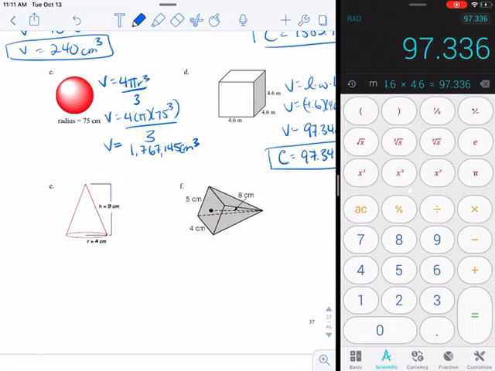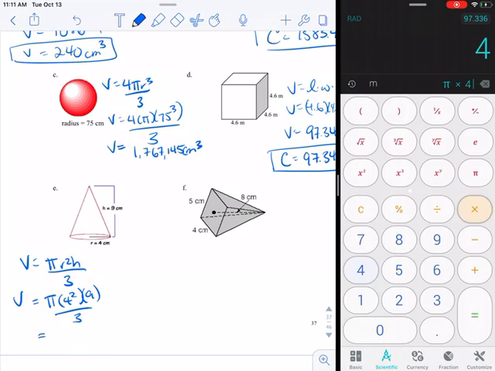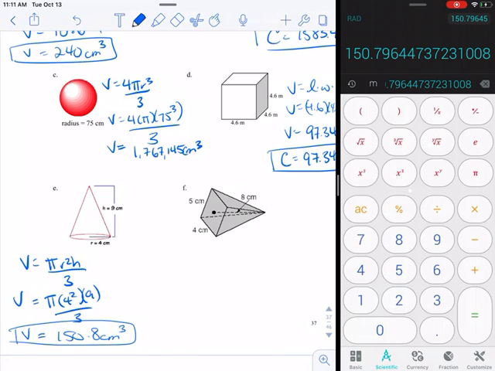All right, pi r squared times h divided by 3. So pi times 4 squared times 9 divided by 3. 150.8 centimeters cubed. And if you wanted capacity, that's 150.8 milliliters.